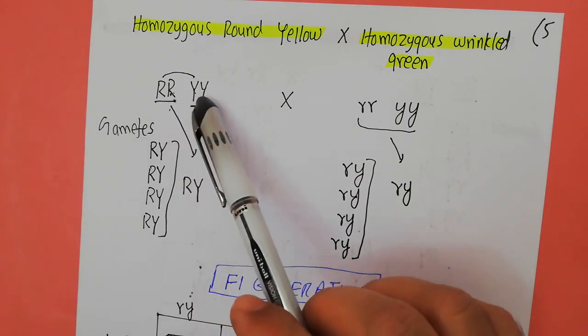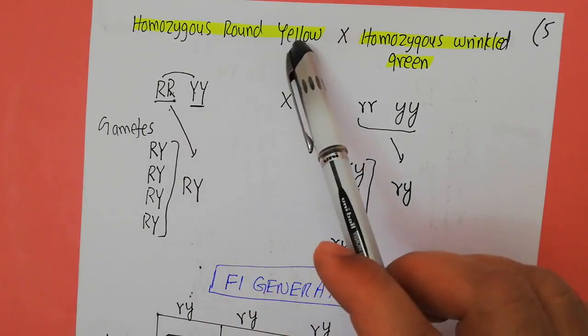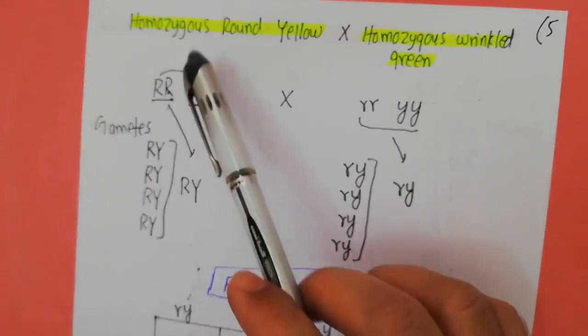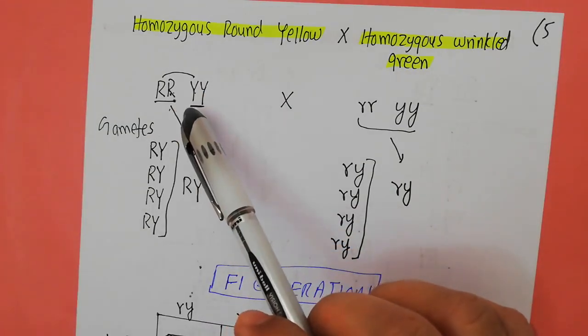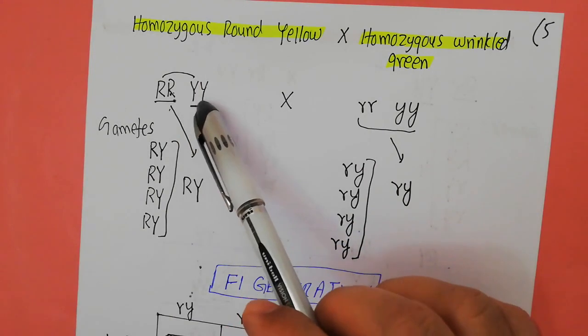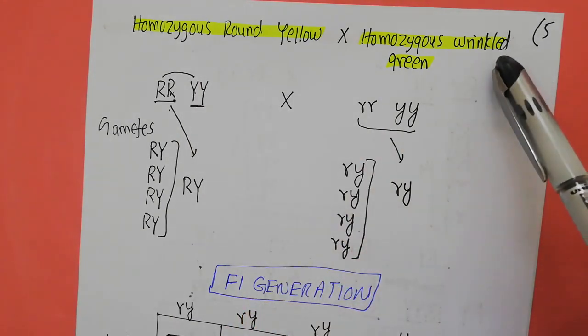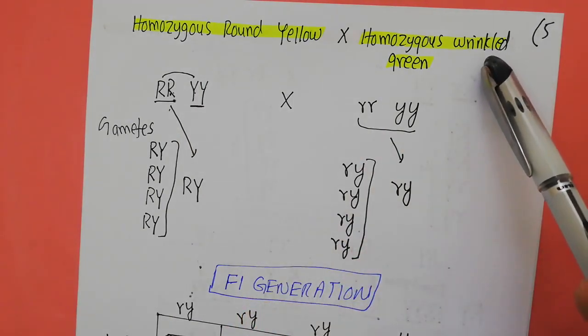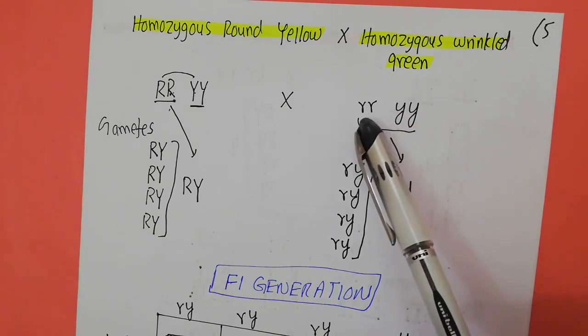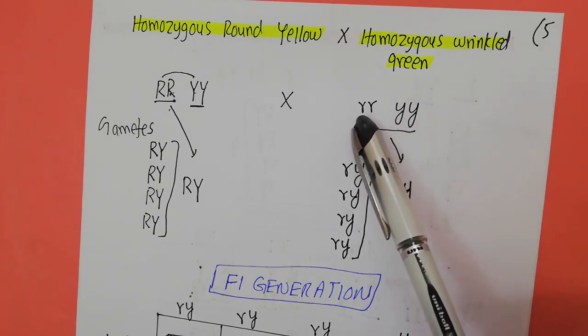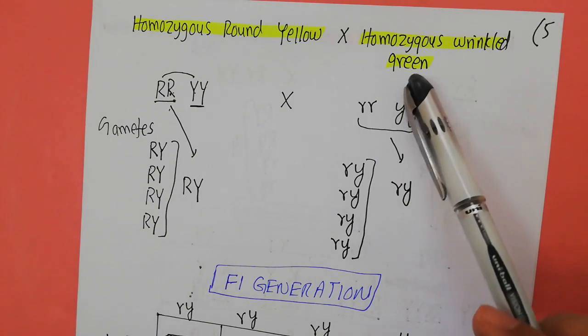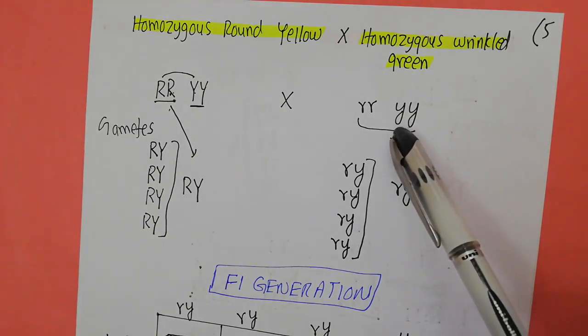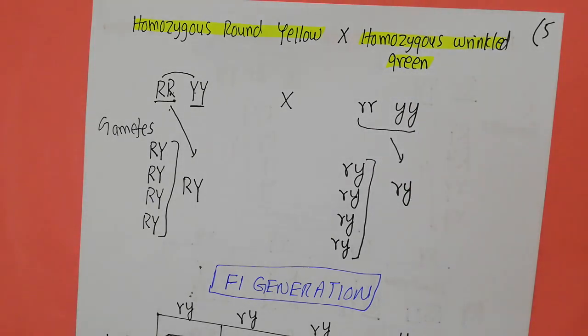And if you talk about the color of the seed, that was yellow, that means that it was homozygous in nature. So the pair will be having the capital Y and the capital Y. He crossed that with homozygous wrinkled green. That means that the alleles for the shape will be small r and small r, and the alleles for the color will be the small y and the small y.